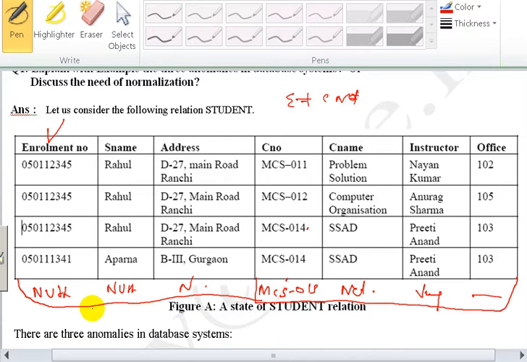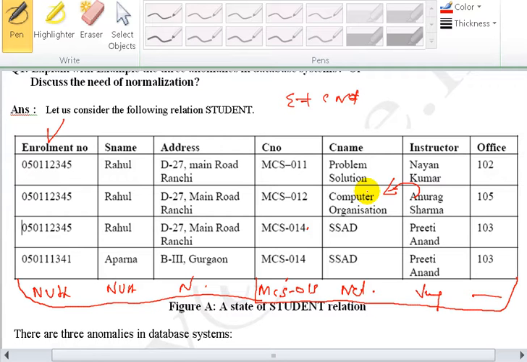What is the deletion anomaly in it? Okay. Exactly. So if we delete, say for example, some student, like here, Rahul. If I delete Rahul, Rahul has finished the course, now he is no more in my table. Now this also deletes the information that Anurag Sharma is teaching computer organization, right? According to this table, this also deletes that information. So it is again a problem, a 2NF problem, right? This is a deletion anomaly.